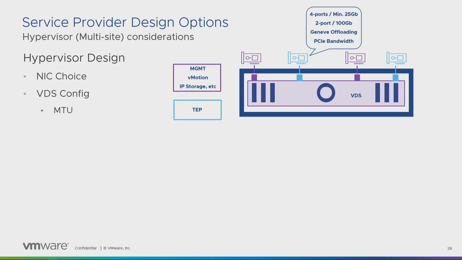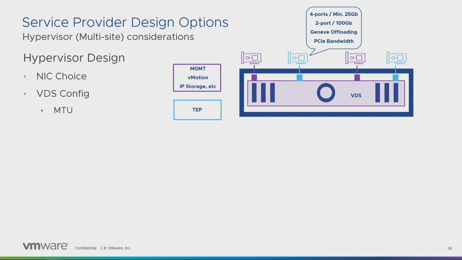Second, the advice here is to create a single VDS for a host and attach all the NICs to it. In a 4-port design, you can use 2 of them for all your management and backend traffic, so let's say vMotion, management, and IP storage, and use the other 2 for TEP traffic, uplinks, and those kinds of things. You have a good separation there, and it's easy to manage and to change afterwards.